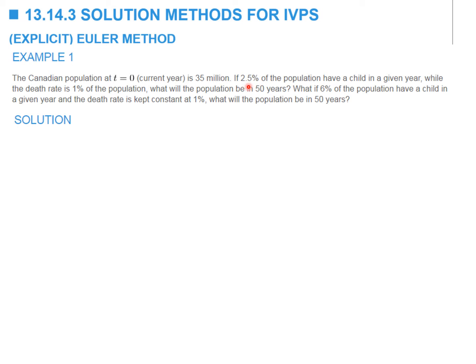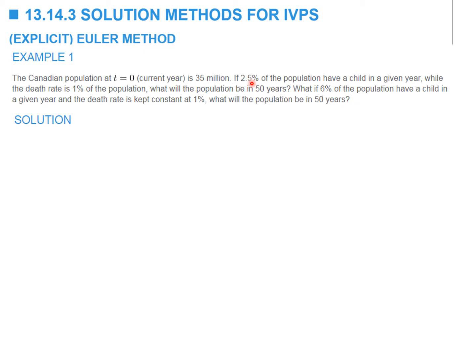So if we assume that 2.5% of the population have a child in a given year, which means that the number of children born, or the addition in the population, is 2.5 over 100 multiplied by the population. And let's assume that the death rate is 1% of the population. So the population loses 1 over 100 multiplied by the actual population per year. And what will be the population in 50 years? And so we know the rate, and we want to know how this population will change over the years.